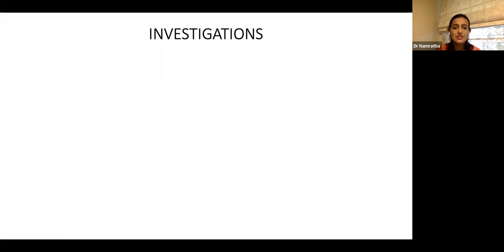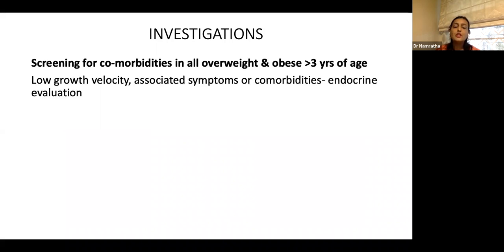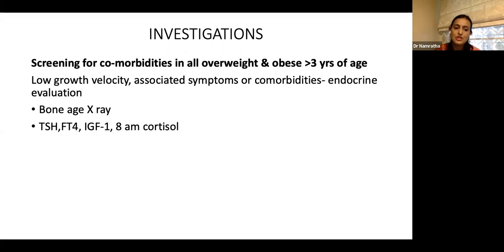So coming to investigations. Screening for comorbidities has to be done in all overweight and obese children more than 3 years of age. This is universal irrespective of the cause of obesity. Whenever we have a child with obesity with low growth velocity, associated symptoms or comorbidities, an endocrine evaluation needs to be carried out. The common screening tests that we use are a bone age X-ray to look for skeletal maturation, a TSH, free T4, IGF-1, and 8 AM cortisol levels.